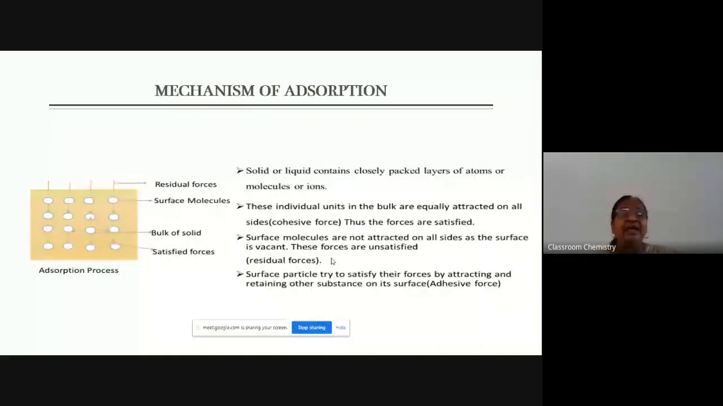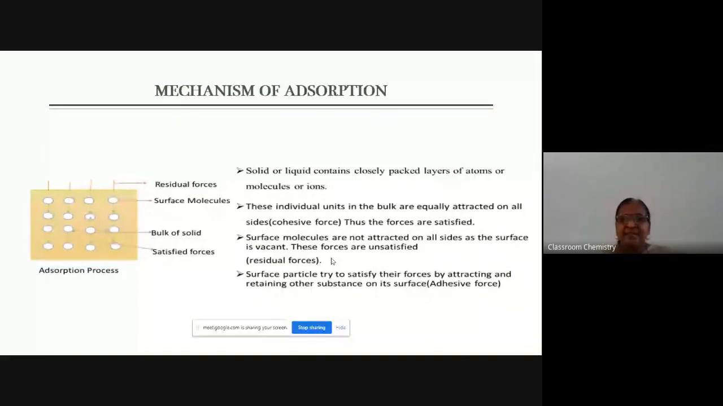मग काय कुठलाही सबस्टन्स करेल तर त्याचे फोर्सेस हे सॅटिस्फाय करण्याचा प्रयत्न करेल, आणि त्यासाठी मग काय करेल हा सरफेस मॉलिक्यूल, जेव्हा त्याच्या कॉन्टॅक्ट मध्ये दुसरा अनदर सबस्टन्स येईल, त्या सबस्टन्सचे तर मॉलिक्यूल नाहीत अट्रॅक्ट करण्यासाठी, मग त्याच्या कॉन्टॅक्ट मध्ये दुसरा अनदर सबस्टन्स आला तर या अनदर सबस्टन्सला तो काय करेल, अट्रॅक्ट करेल.